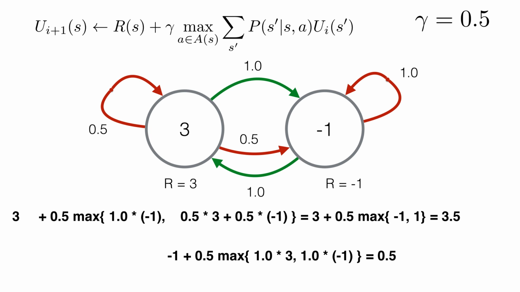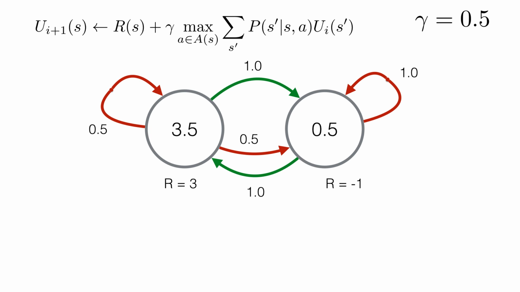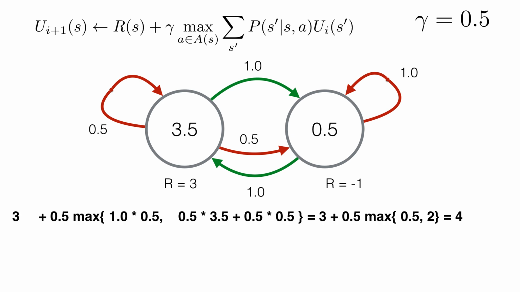And on the right, we can do this again. We get -1, the basic reward given to us by the environment, plus gamma times the max of 1.0 probability of moving to a state that has an estimated utility of 3, and then a 1.0 probability, if we stay, of getting -1. Of course we won't pick the -1 because we're trying to maximize, so we end up with a 0.5 score. We can run this a couple more times. If you want, you can pause the video and check the math, but it's basic arithmetic at this point.